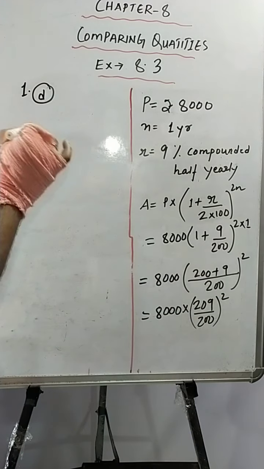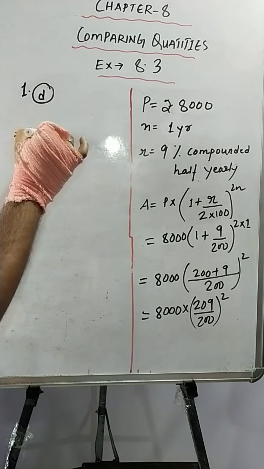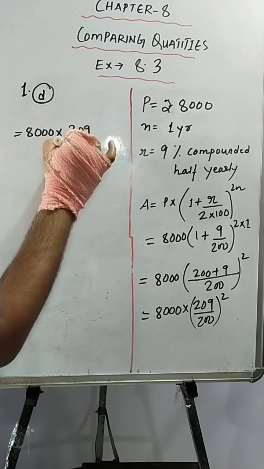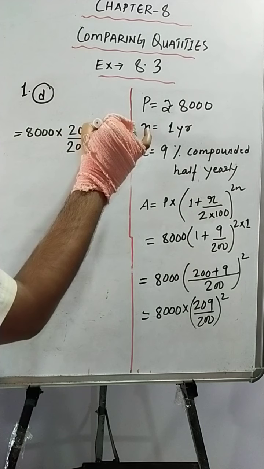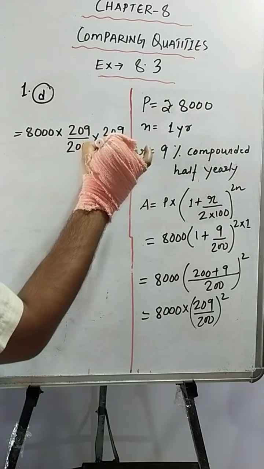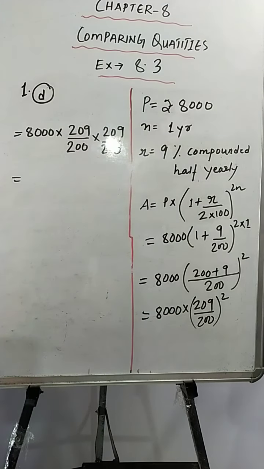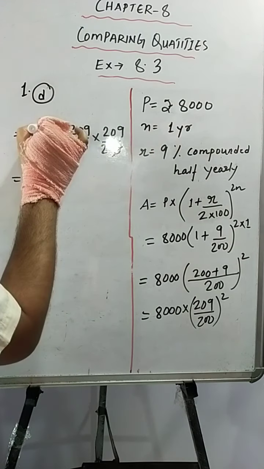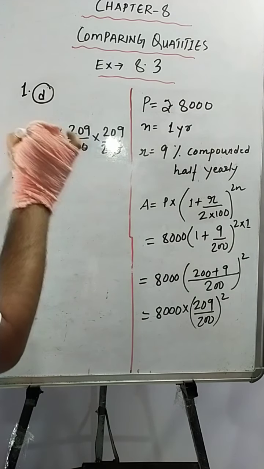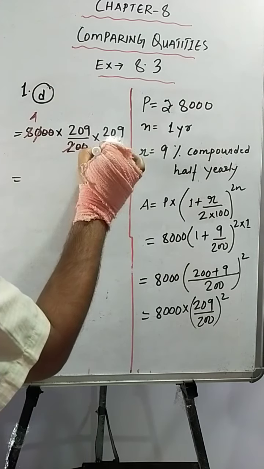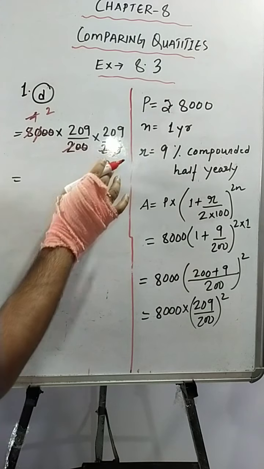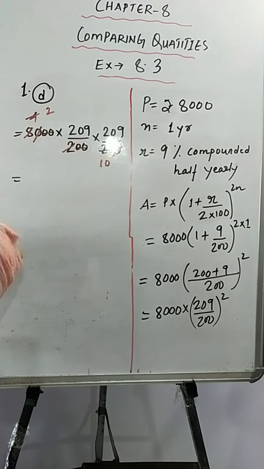Now let's do the rest of the part here. So 8,000 into 209 by 200 into 209 by 200. So we have to reduce this. Let's reduce these 2 zeros. Let's reduce this 1. Fine. So 2 4s are 8. Now 2 10s are 20. 2 2s are 4, isn't it? Now we'll keep it this way. We have 10 in the denominator, we'll not disturb that.